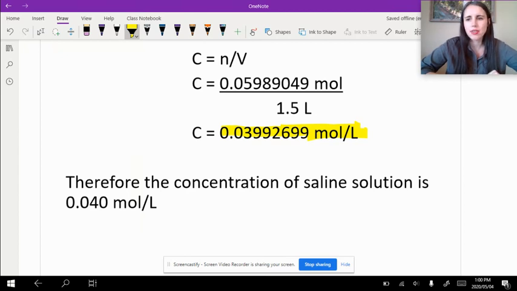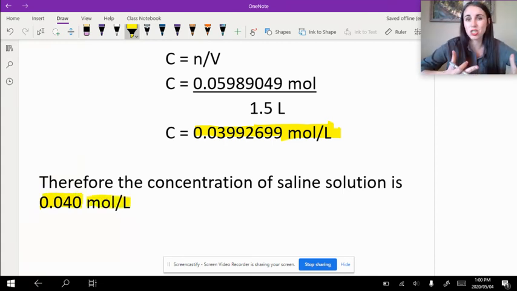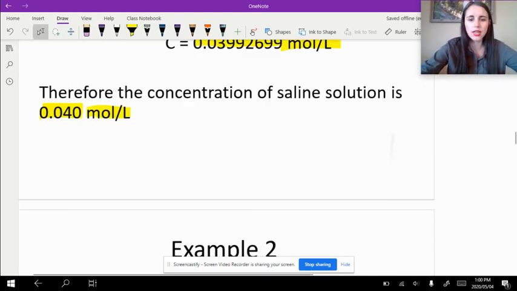Let's consider significant digits. So we were given 2 decimals, so we want to round this to 2 decimals. Therefore, my concentration is going to be 0.04 moles per liter. Not too bad, right? So let's take a look at another example.